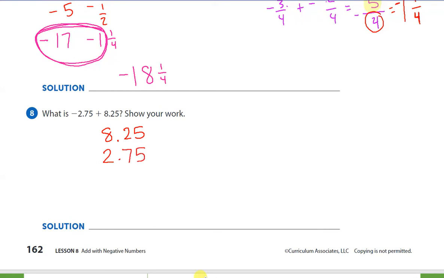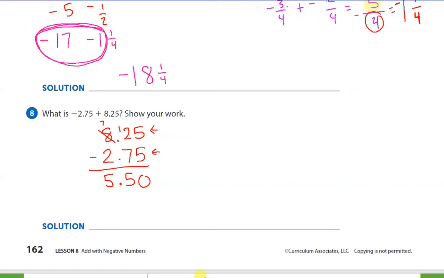So I just need to find the difference between these two numbers. So 5 minus 5 is nothing. 2 minus 7, I do have to borrow there. 12 minus 7 is 5. Keep my decimals lined up when I'm subtracting decimals. 7 minus 2 is 5. So we've got 5.50.